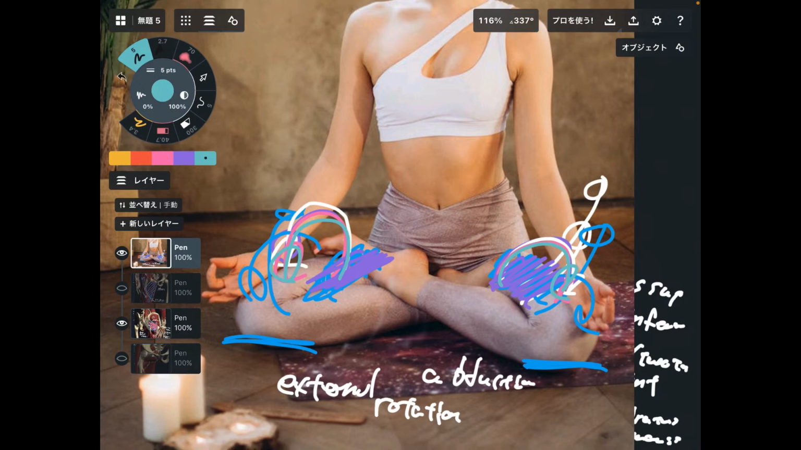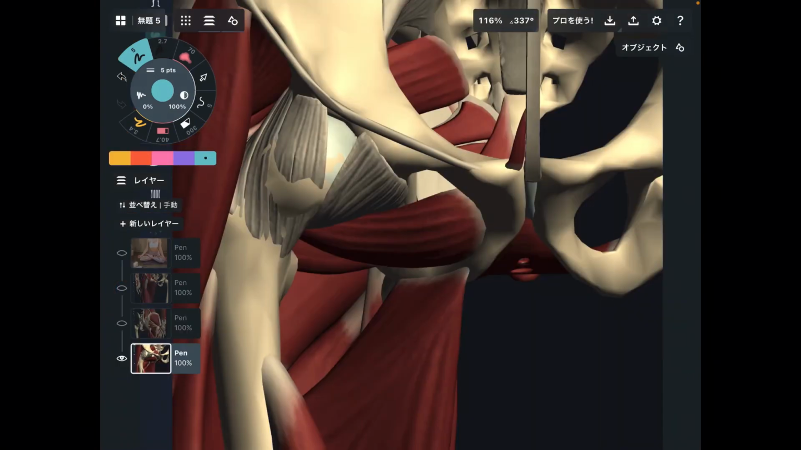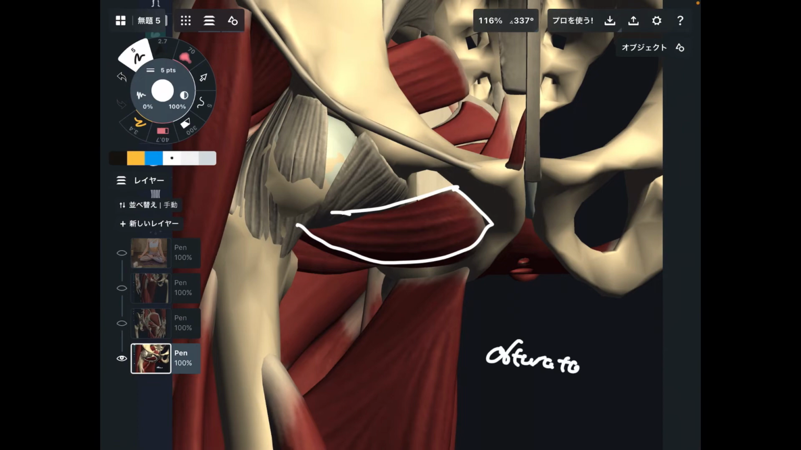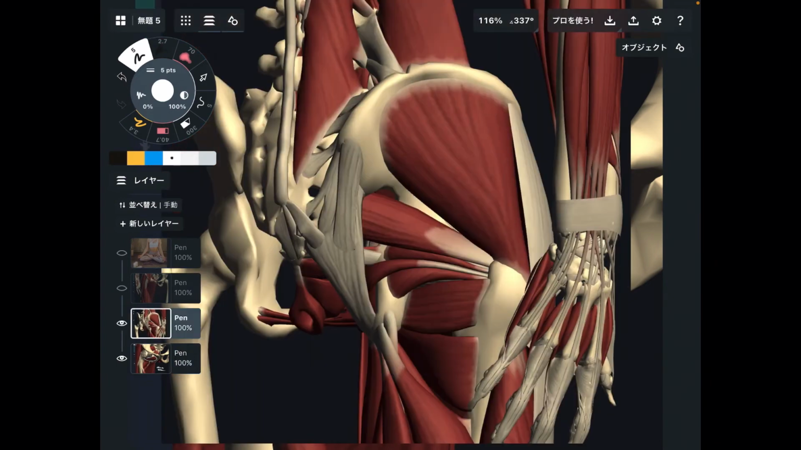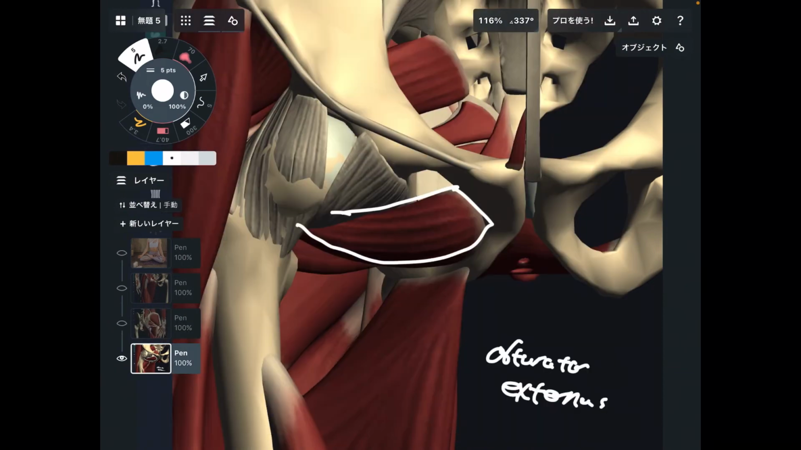And let me explain the last muscle. Okay, you are looking at the pelvis from anterior view. The last muscle of the deep lateral rotators is this one. This is obturator externus. I just showed you obturator internus. That's this one. However, obturator externus emerges from the anterior part.